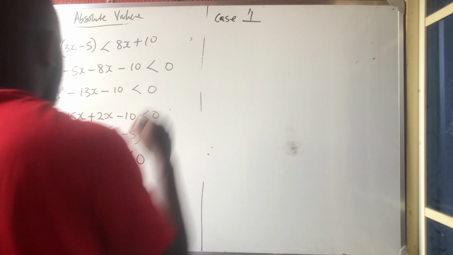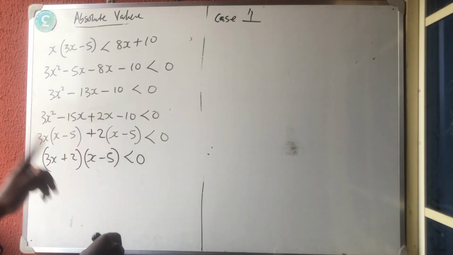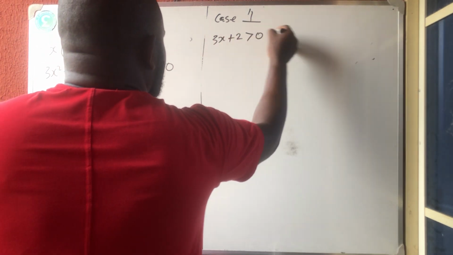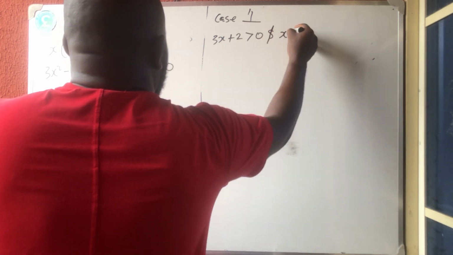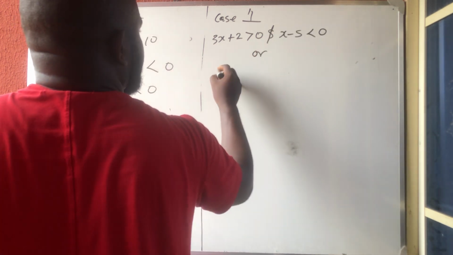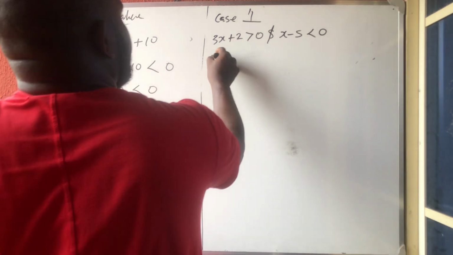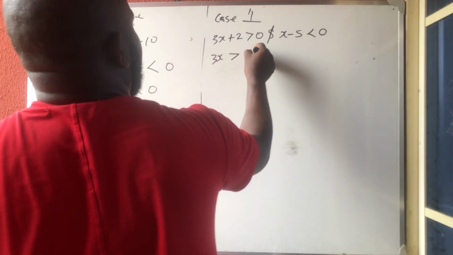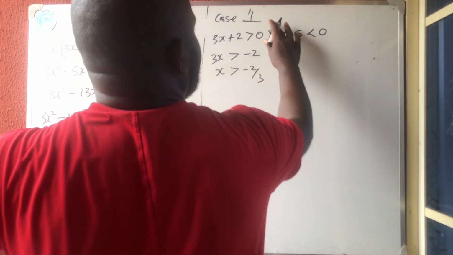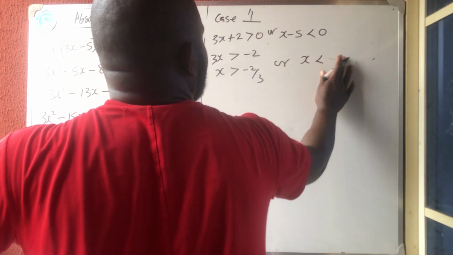For case 1, since they say the product of these two things is less than 0, less than 0 means it is negative. It means that their signs will not be the same. So the first case is that 3x plus 2 will be positive and x minus 5 will be negative. Or the second case. Which shows that 3x is greater than minus 2 and x is greater than minus 2 over 3. Or here we have that x is less than 5.